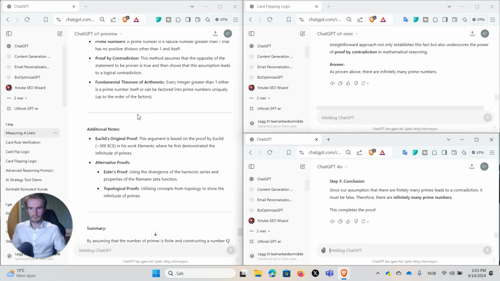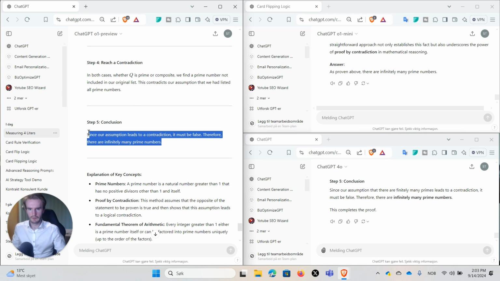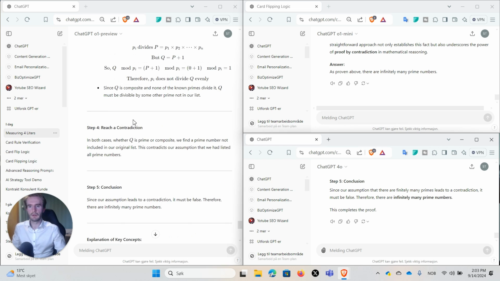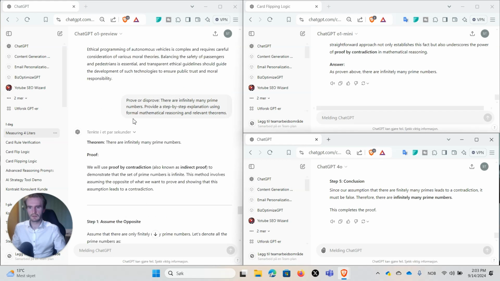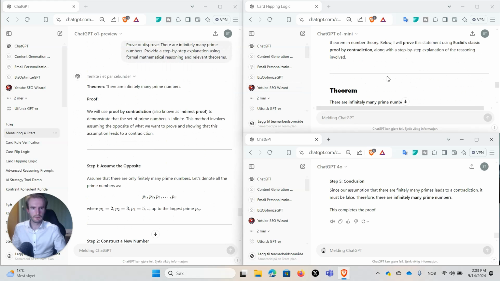By assuming, there are infinitely many prime numbers. So all of them lead to the same result, at least here, and here it also provides some reasoning.